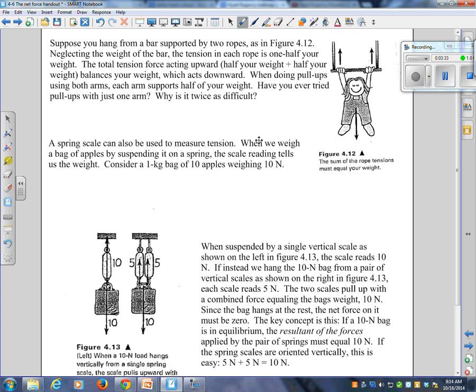Suppose you hang from a bar supported by two ropes, as in figure 4.12. Neglecting the weight of the bar, the tension in each rope is half your weight. How come half? Two of them, exactly, right? So if the weight force is, say, I don't know how heavy this person is, we'll say 300 newtons, well then the tension here is going to be 150 and the tension here is going to be 150. They have to combine together, which of course is why if you've got multiple ropes, you've got less tension on them, and they're less likely to break.